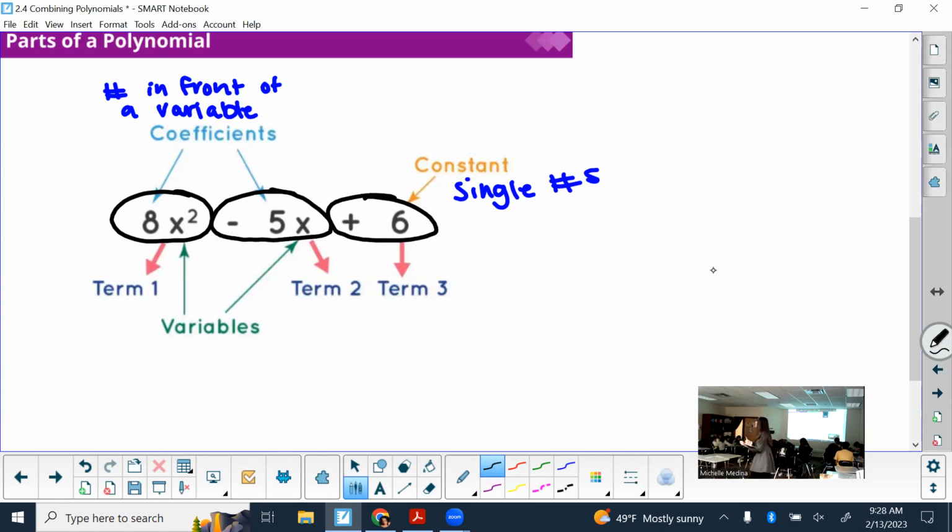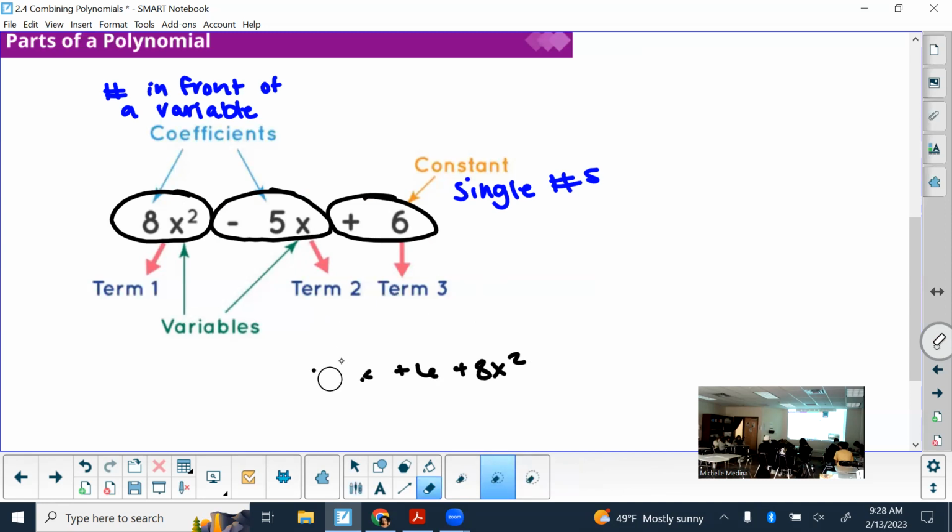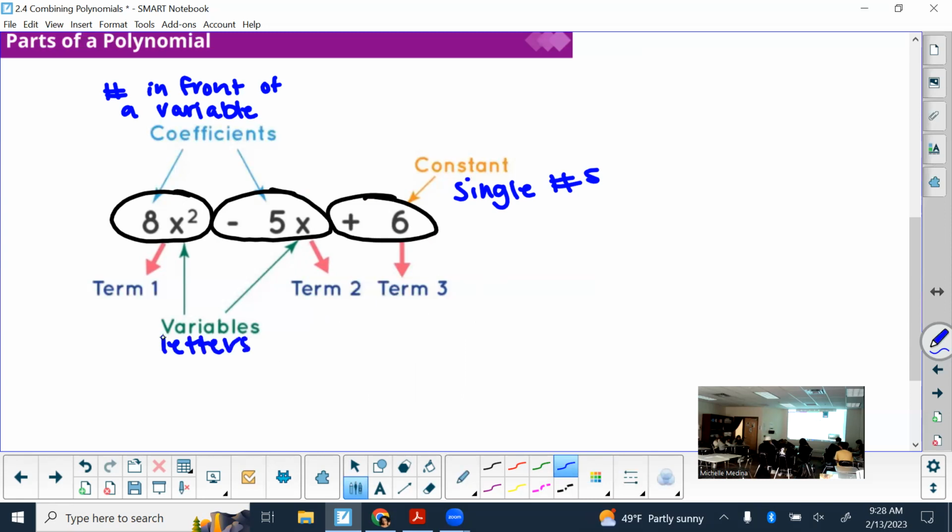So if for some reason I wanted to reorder this, just make sure that you keep the sign in front of each term. Like if I wanted to write this first, just make sure you still keep it negative. Make sure you still keep this positive. And then the 8x squared was positive. All right, just FYI. Keep the sign that's in front of each term. Variables, I hope you know what those are already. Those are the letters. Question?